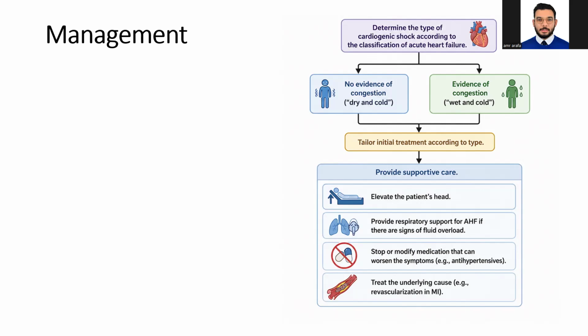The first thing you're going to do is elevate the head. You're going to ventilate the patient because he's hemodynamically unstable. You're going to elevate the PEEP in order to force the fluid outside of the alveoli and clear them. If someone's taking an antihypertensive, you're going to have to stop it. You have to treat the underlying cause.